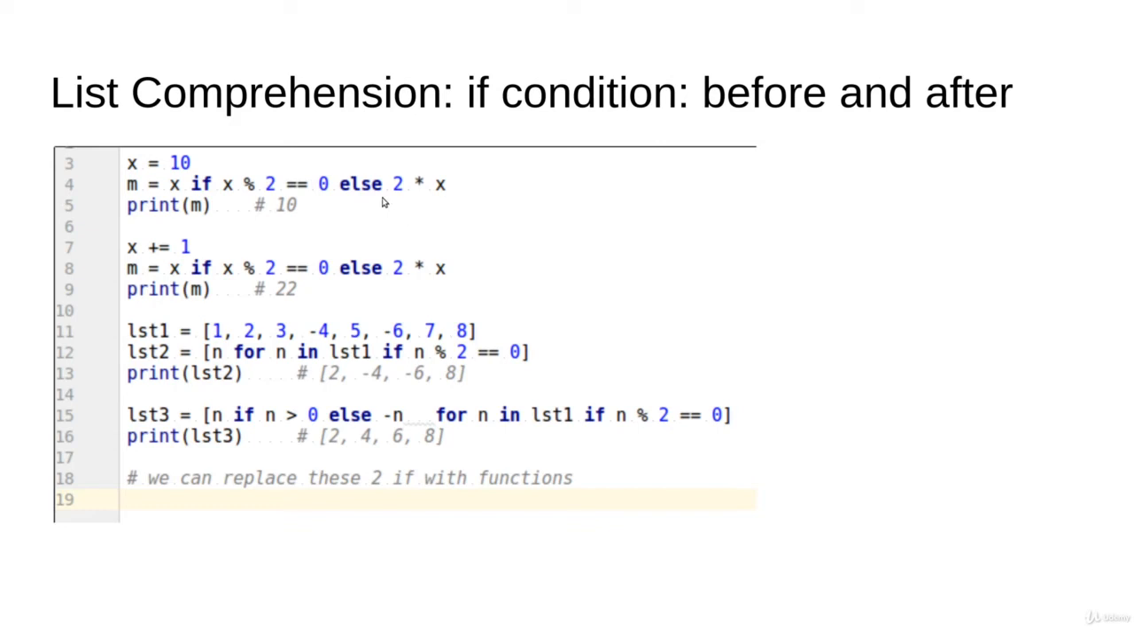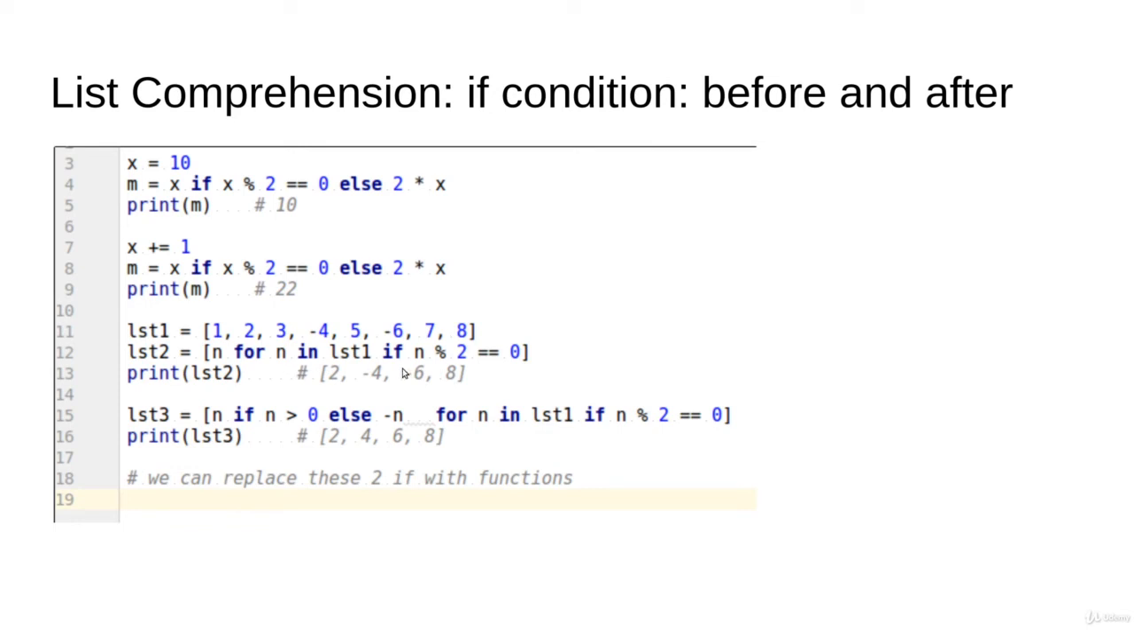Again, let's see this one. m equals x if x mod 2 equals 0, else 2 times x. The way that we convert this line of code is as follows: if x mod 2 equals 0, go ahead and assign m equal to x, else assign m to 2 times x. Please make sure that you understand this one-line assignment statement with an if condition. I will show you how to use an if condition before the for loop also.